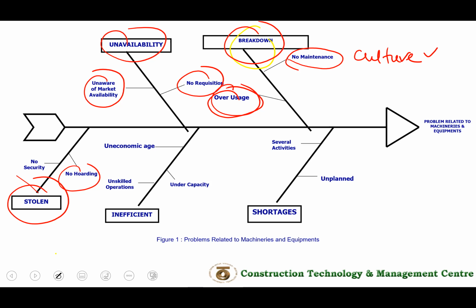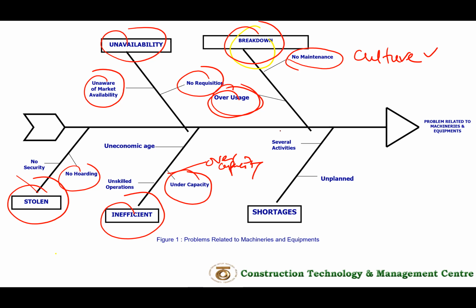Okay. All right. Then inefficient in terms of what? Under capacity or overcapacity. Overcapacity basically is with regard to the cost. When you bring a bigger equipment, even though it can do a lot more work, you need to pay more. Sometimes you don't need a big excavator to excavate a very small hole. Or you bring a very small one. When you bring a small capacity crane or small capacity excavator, you expect the work is going to take longer.